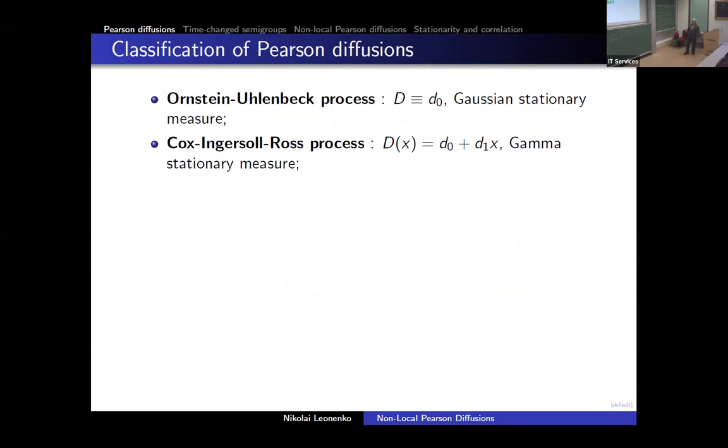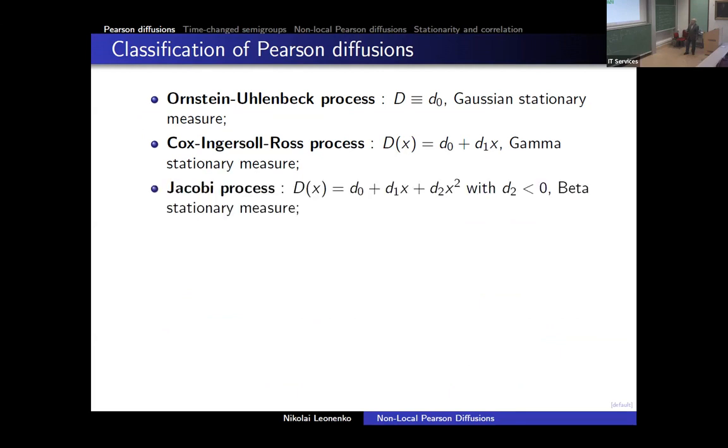In this case, the stationary distribution is gamma, and instead of a quadratic function, well, there is no quadratic function, just a constant. Instead of a quadratic function, you have a linear function, d2 is equal to 0. And basically the Jacobi process, in which we have the full quadratic part, and d2 is negative, and the stationary distribution is beta. So these processes are widely used in econometrics, in physics, in anomalous diffusion.